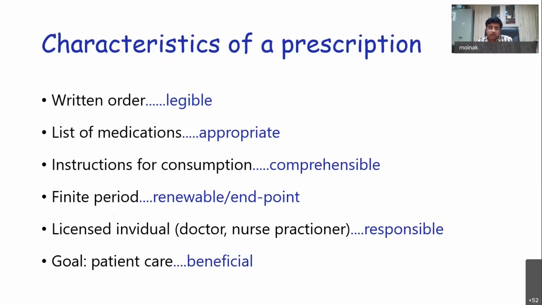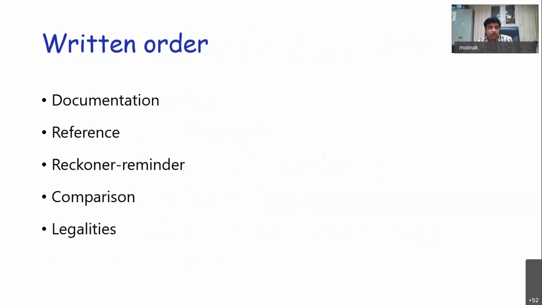Now, I'm not going to teach you how to write a prescription, but discuss the difficulties of a poor prescription. When you write a prescription and it's a written order, first of all, it's a documented order, right? So that has its own legalities, good and bad. For the patient, it is a matter of reference. It is a ready reckoner and a reminder that he's supposed to take it before breakfast or after lunch or things like that. And for the doctor also, it's a matter of comparison. What prescription did he come with? What are we writing? Or between 2 visits, what is the difference in the prescription that we have written?